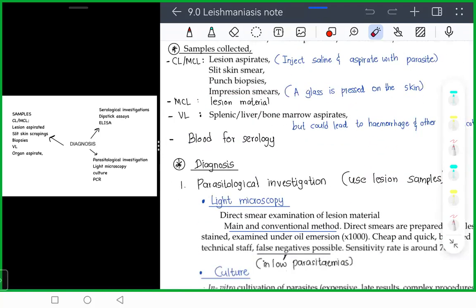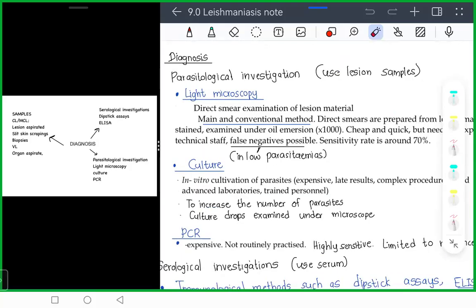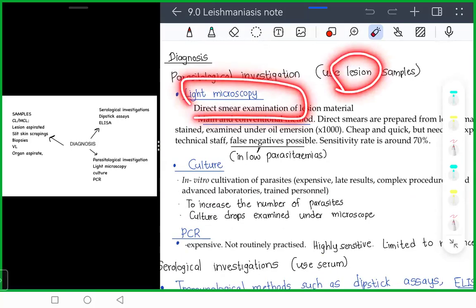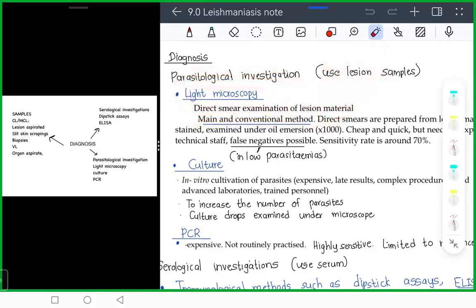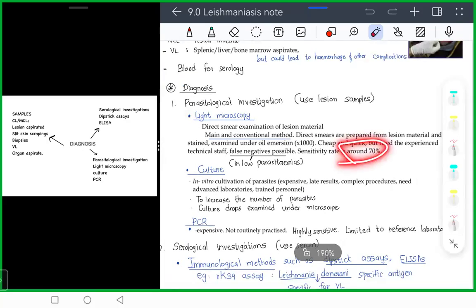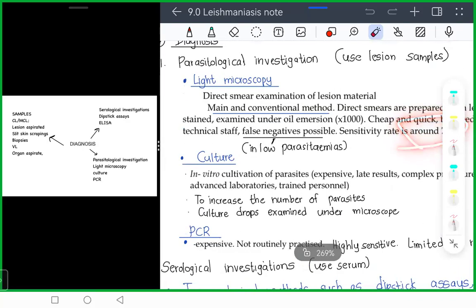The picture shown is from direct light microscopy. We have taken a bone marrow aspirate and sent it to direct light microscopy, so we can see the amastigotes. But the problem with this method is there can be low parasitemias, which can cause false negatives. The sensitivity is about 70% here. Therefore we have to increase the sensitivity by resolving this low parasitemia, so we have to increase the number of the parasites.